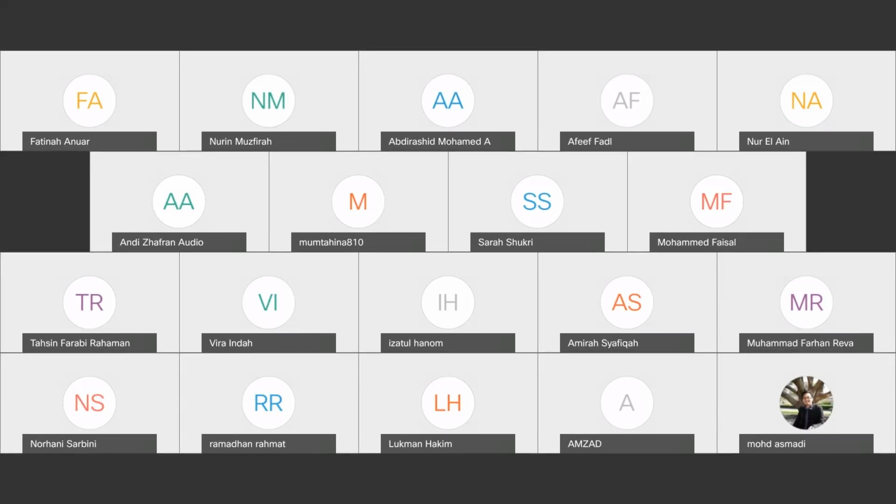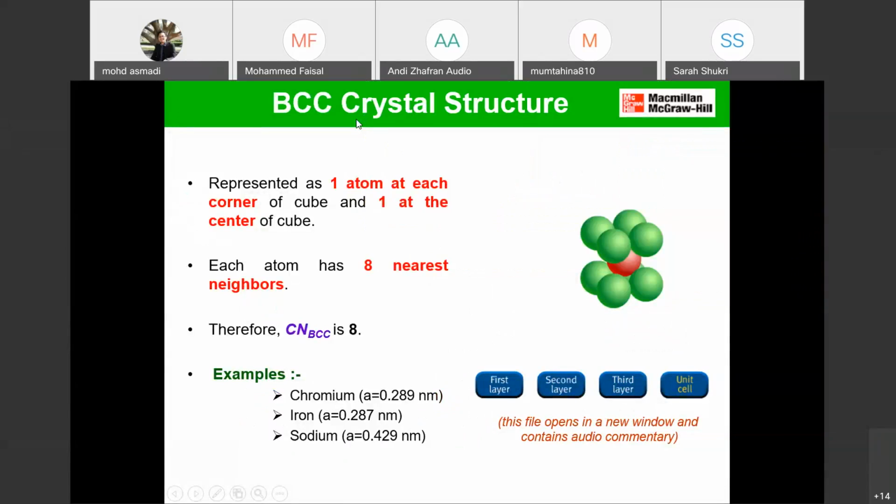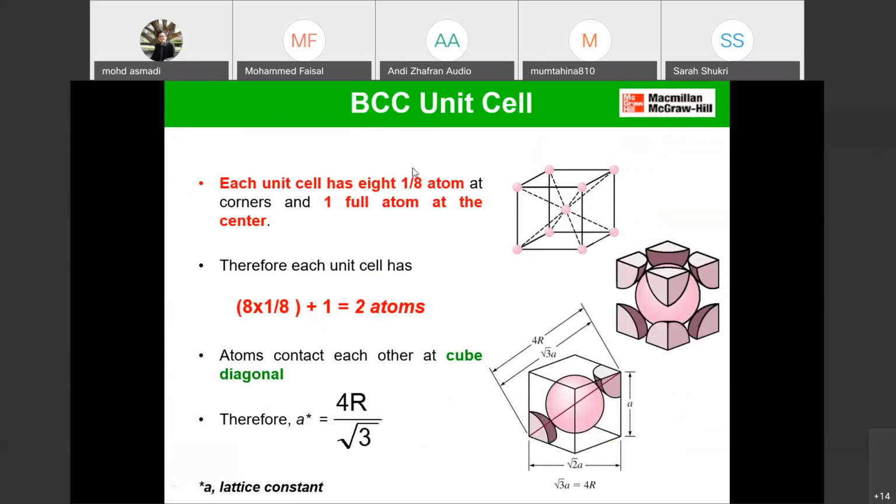If you look at here, the BCC crystal structure is represented as one atom at each corner and one at the center of the cube. Okay, for the coordination of the body-centered cubic, remember there are two particles in one unit cell. So 1 times 1 divided by 8 plus 1, equal to 2 atoms. So the atoms contact each other.